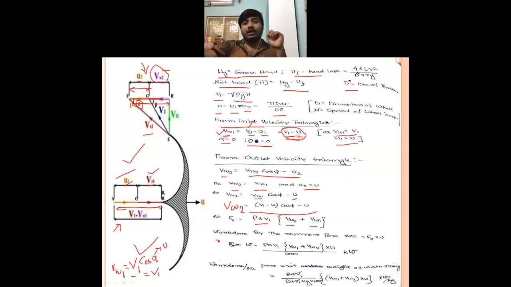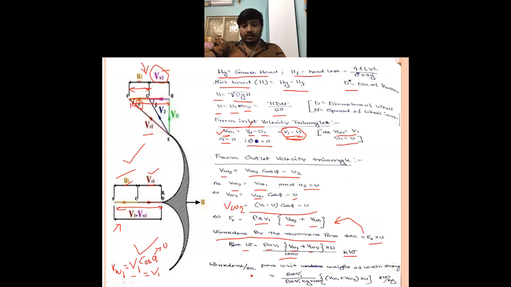Now what is the work done by the runner per second? It will be Fx multiplied by the velocity. So the work done per second will come like this: we put the value of Fx, so it will be rho a V1 multiplied by (VW1 plus VW2) into U, divided by 1000. This 1000 is provided for kilowatt.